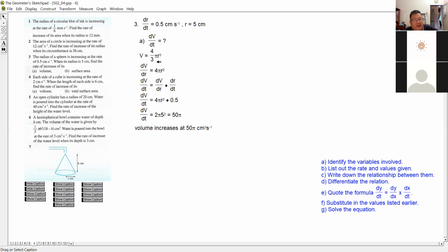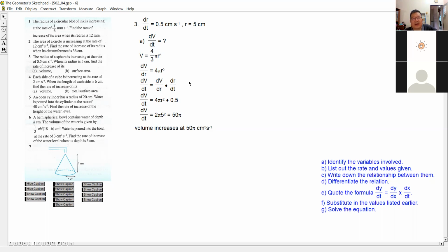Now, since this is a sphere, the relationship between the volume of a sphere and the radius is v equals to 4 over 3 pi r cubed. Next step, what must you do after you write down the formula? Differentiate. Okay, differentiate. dv dr is 4 pi r squared. After you differentiate, what must you do? Quote the formula, the chain rule. So the chain rule is dv dt equals to dv dr times dr dt. You see the sequence, the format, how to write this chain rule.